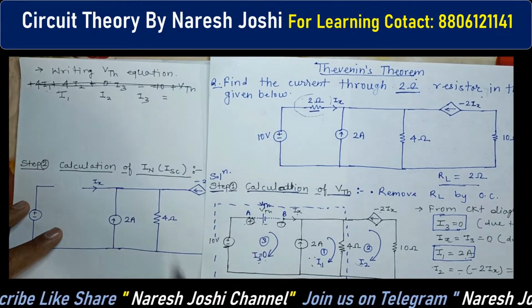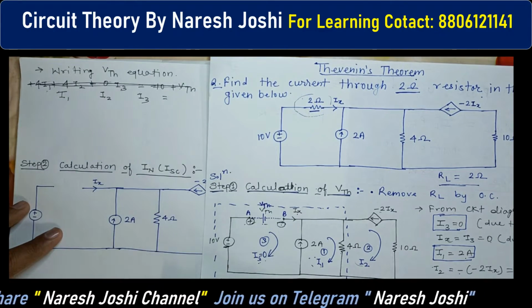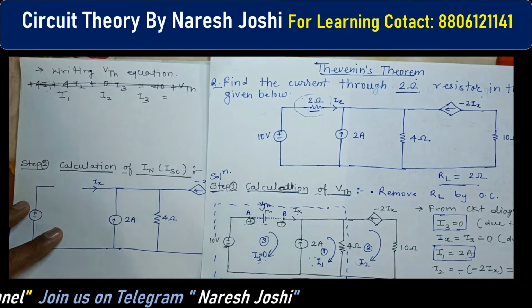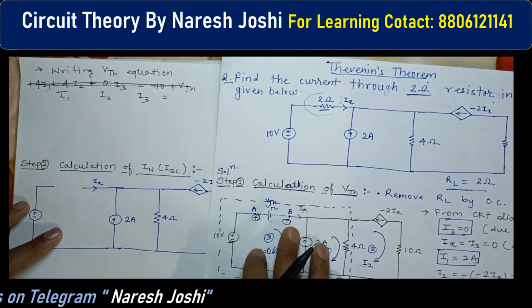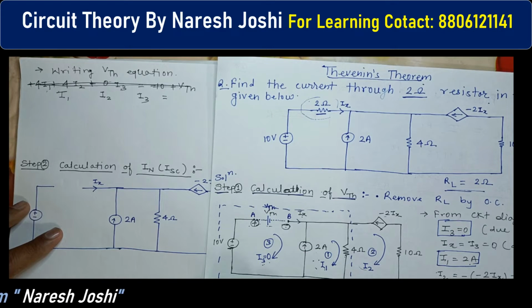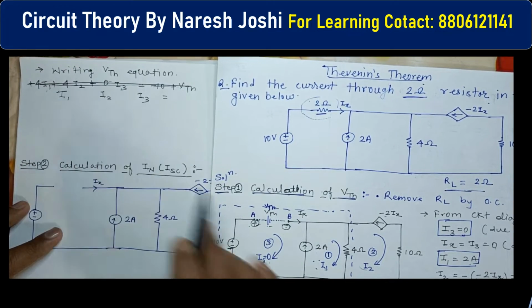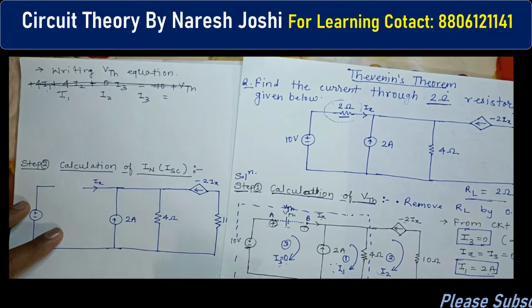Okay, so instead of writing applying the KVL to the super mesh, you have to write the VTH equation, because what is our motto? To find out the VTH. Clear? So here you can see applying the KVL to the super mesh. We have mentioned first I1, I2 and I3, because there are three meshes. Clear? So now we have to check.